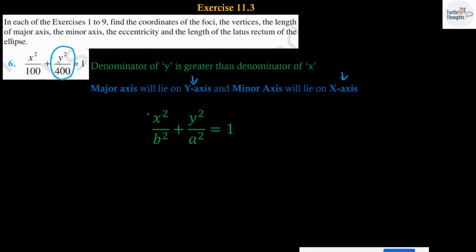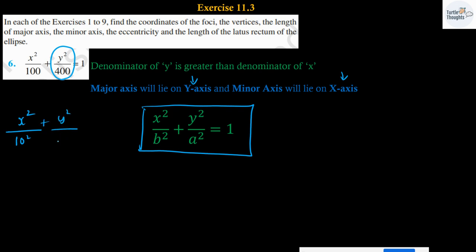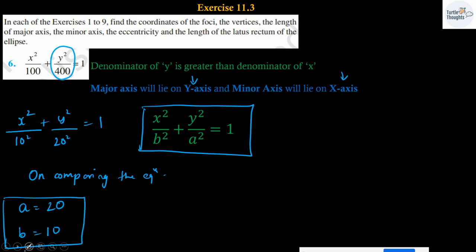For this type of orientation, the equation is given by x square divided by b square plus y square divided by a square is equal to 1. I can make note of the given question. X square divided by 100 can be written as x square divided by 10 square plus y square divided by 400 can be written as 20 square is equal to 1. On comparing the equations, I will be getting the value of a as 20, and b as 10.